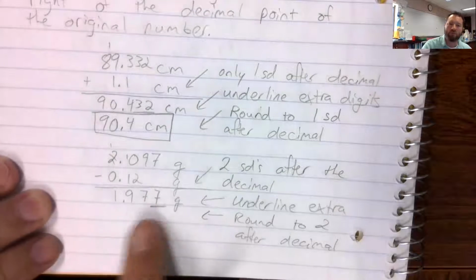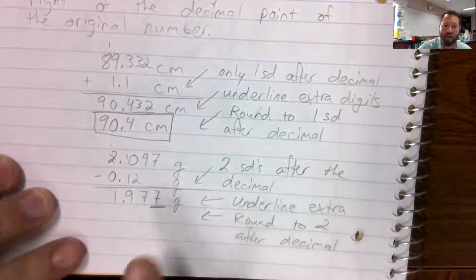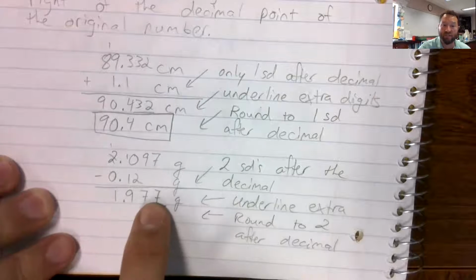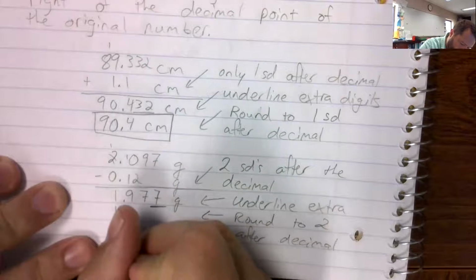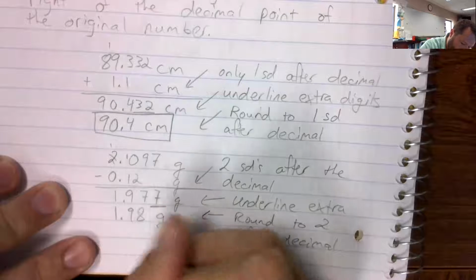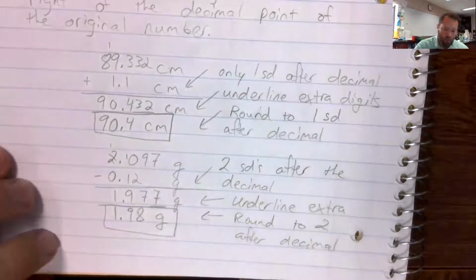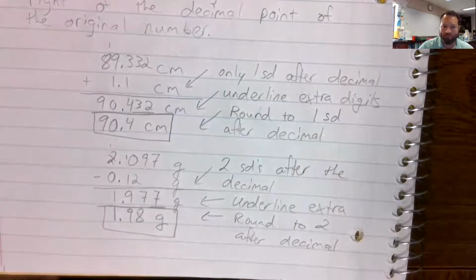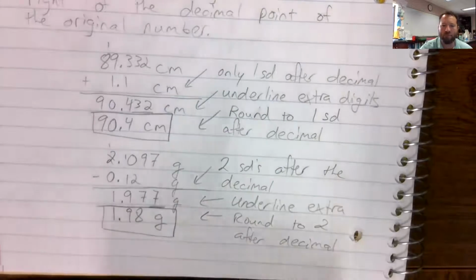And then finally, follow my rounding rules to get just 2 numbers after the decimal. 7 is enough to round up, so I'm going to call this 1.98 grams. Put it in the box, and there we go. Final answer. Next up, we're going to take a look at our multiplication and division rules, and these are a little bit different.